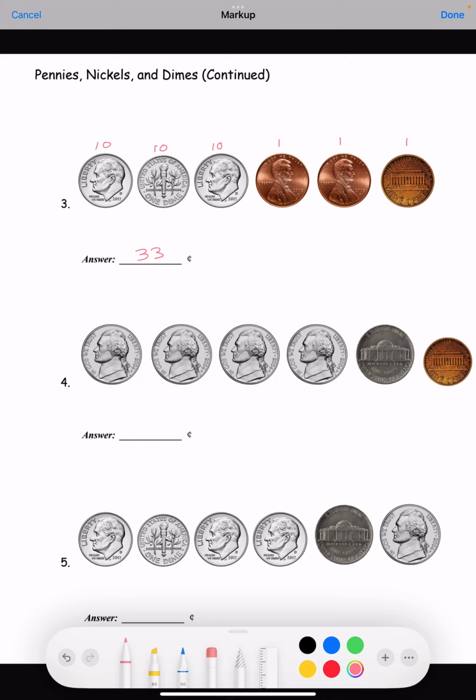Number 5, we have 1, 2, 3, 4 dimes. So that is 10, 10, 10, and 10. And the last two are what coin? A nickel, and a nickel is how many cents? 5. So it's 5 and 5. 10 plus 10 plus 10 plus 10 is 40, and 5 plus 5 is 10. So 40 plus 10 equals 50. So this will be 50 cents. Next page.